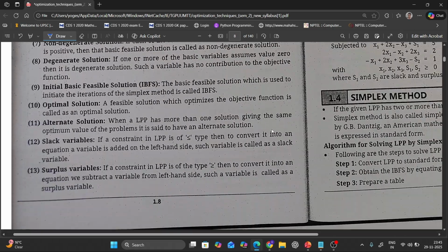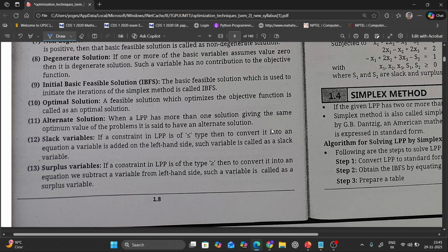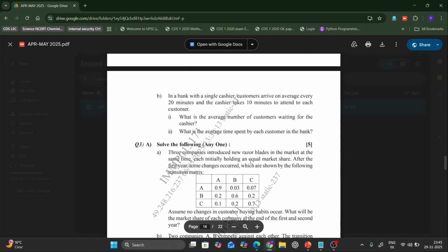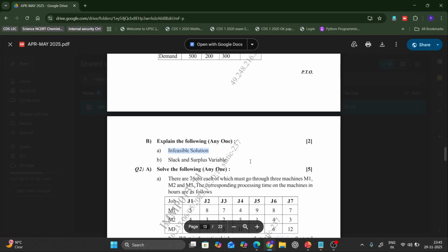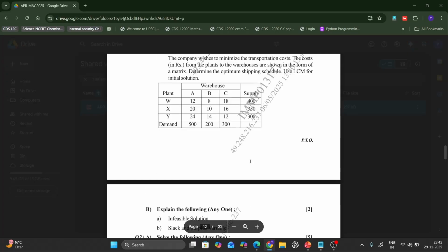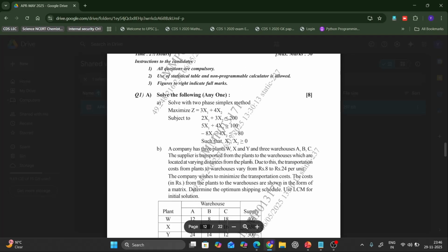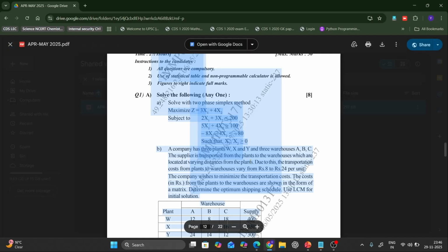This question was also there in last year's 2024 question paper: the definition of slack variables, and with that the surplus variable definition, which we have just seen in our question paper. Here it is. Yes, slack variable and surplus variable. So it would be asked in your question paper too, so we are going to deal with that. After that we are going to deal with the two-phase simplex method. So this was for today.